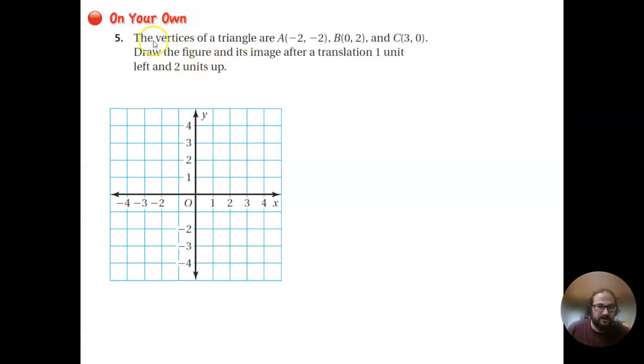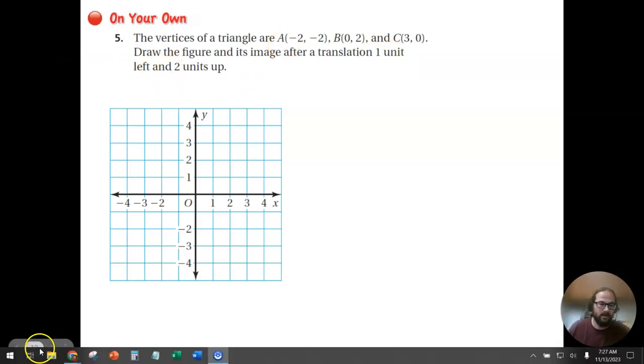All right, so now they're telling us the vertices of a triangle are A (-2, -2), B (0, 2), and C (3, 0). And we're going to draw that figure and its image after a translation 1 unit left and 2 units up. All right, so our first point A is (-2, -2). So left 2 and down 2 from the origin. So that is where A should be.